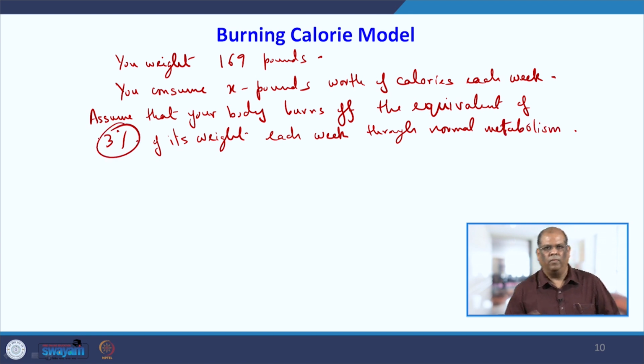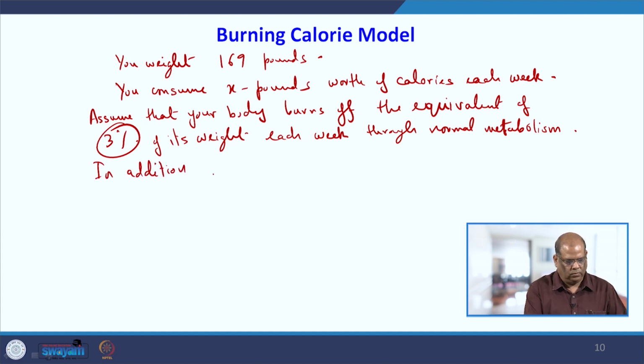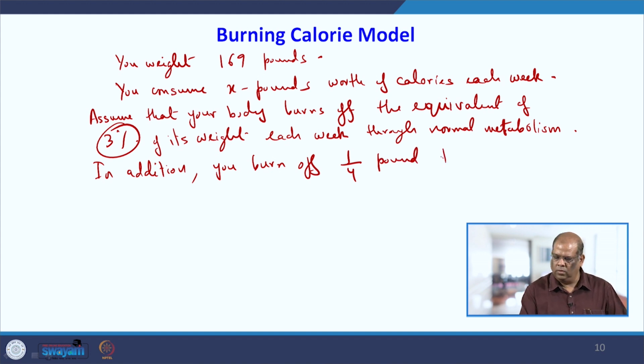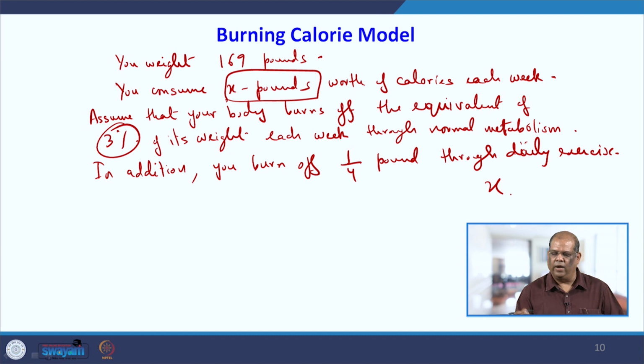And this 3/4 varies from person to person, becomes slow with age. In addition, you burn off 1/4 pound through daily exercise. Now, with this information, you try to form a model and then answer the question: what is that X you must take, the calories each week, such that your weight lies between 144 pounds to 146 pounds.